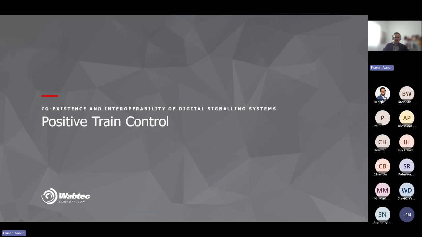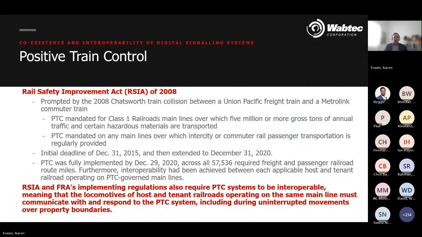Now let's talk about positive train control. The Rail Safety Improvement Act, or RSIA, of 2008 was passed in response to a tragic incident, the 2008 Chatsworth collision involving a Union Pacific freight train and a Metrolink commuter train. This law mandated the implementation of positive train control, or PTC, on specific segments of the US rail network. PTC was required for all Class 1 railroads on main lines carrying high volumes of traffic or transporting hazardous materials. It was also mandated on any main line used regularly for intercity or commuter passenger rail service.